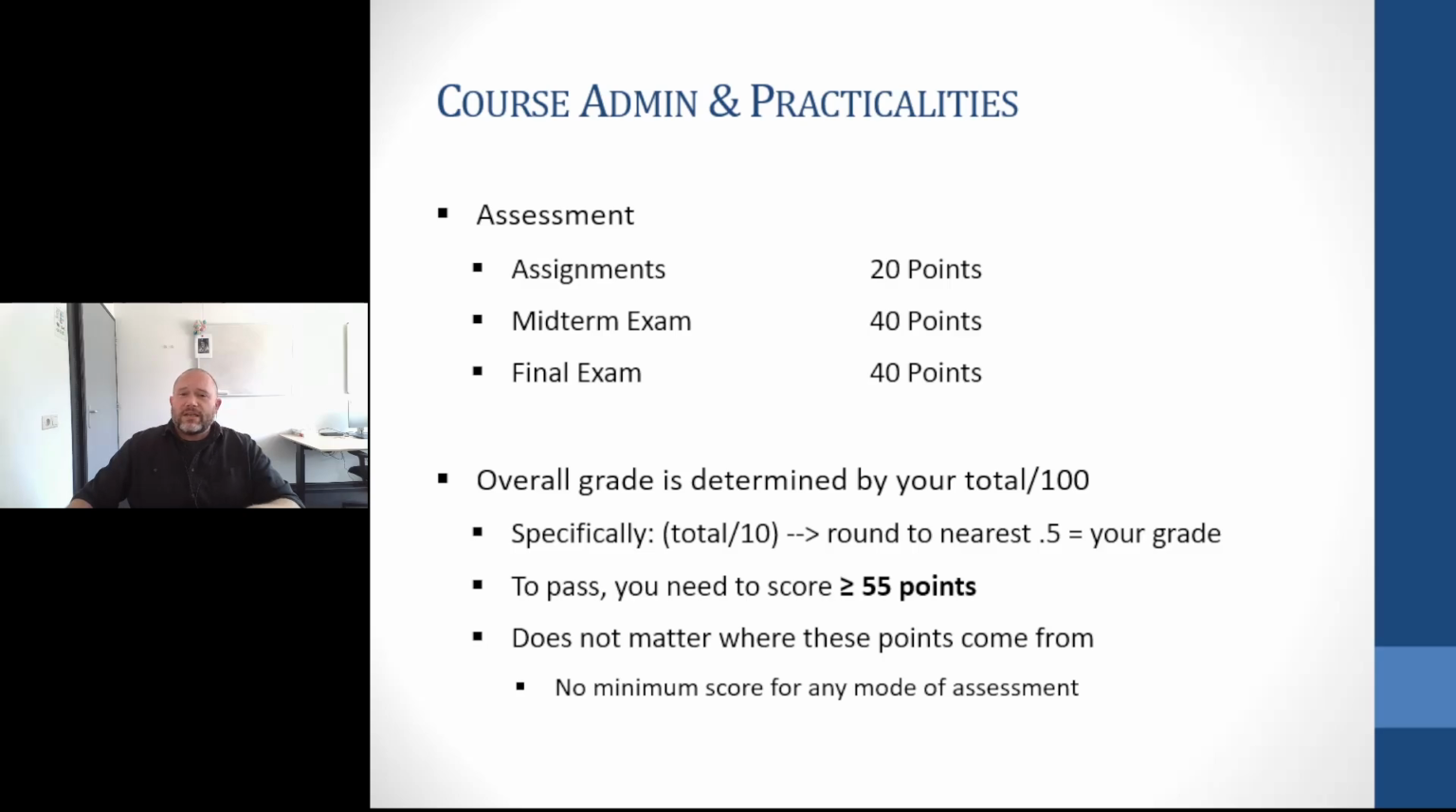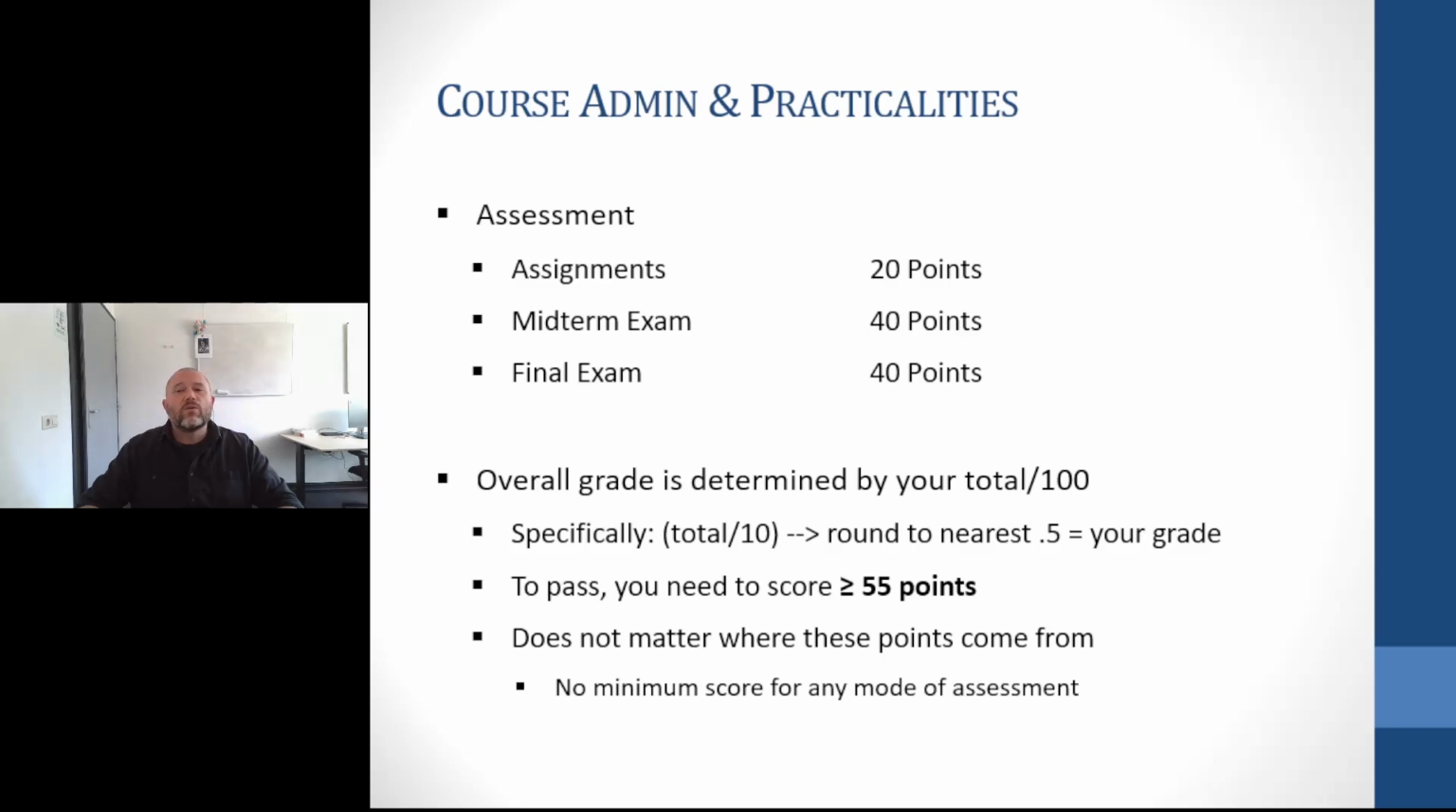Your overall grade is going to be determined by your total score, so assignments plus midterm score plus final exam score, out of 100. Specifically, what I'm going to do is take the sum of your 3 means of assessment, divide by 10, and that's going to give me your grade number, which I'll round to the nearest 0.5. So what this means is, to pass the class, you need to score greater than or equal to 55 points.